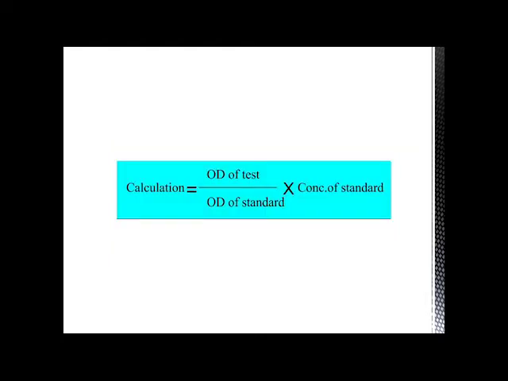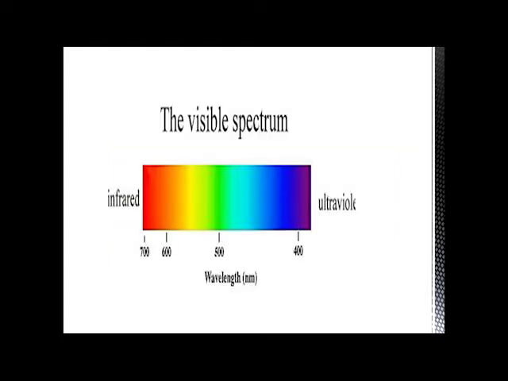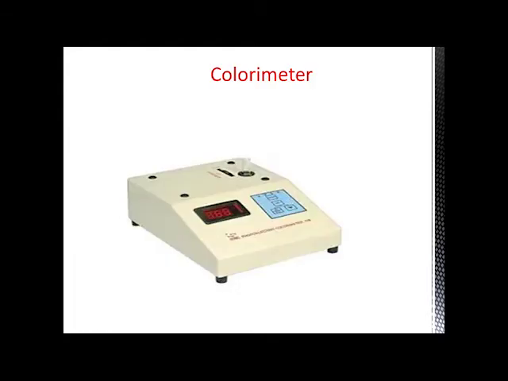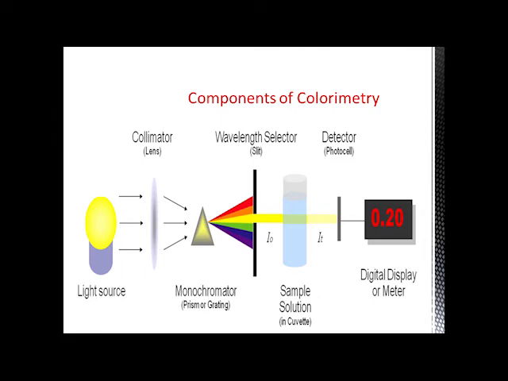Next, colorimetry mainly works best in the range of 380 to 700 nanometer wavelength, that is in the visible spectrum. So the visible spectrum is 380 to 700 nanometer. So the colorimeter works in this particular spectrum. Now a picture of a colorimeter. Next, the components of a colorimeter.